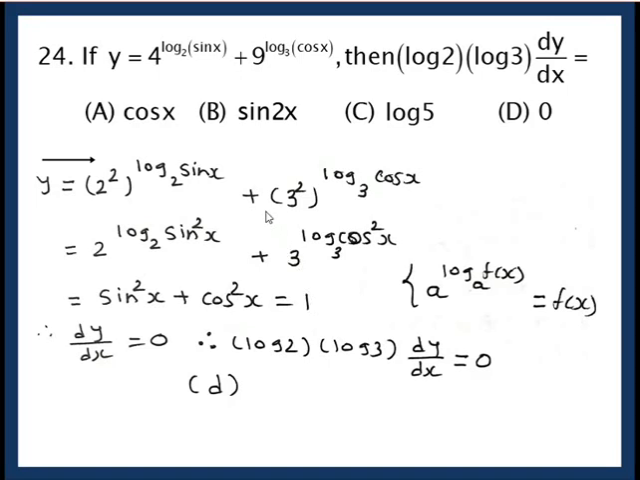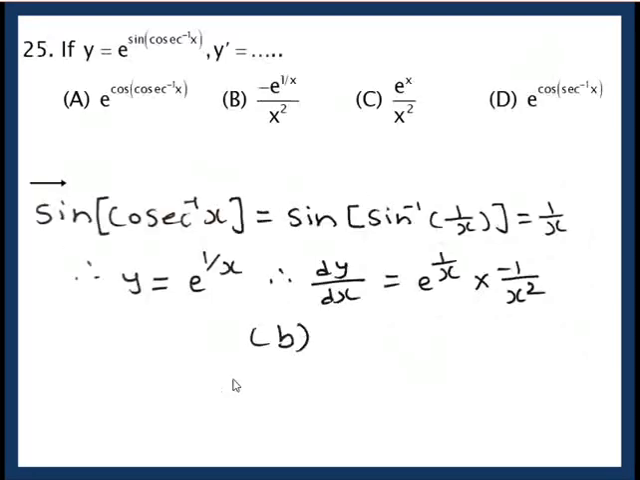You will also agree that if asked for 2 marks, 1.5 will be for logarithm and laws of indices, and only half mark for derivative. For that, you should know that derivative of constant is 0. Now we are asked to find log 2 into log 3 dy dx. This is 0. So final answer is 0. So the correct option is D, Delhi.